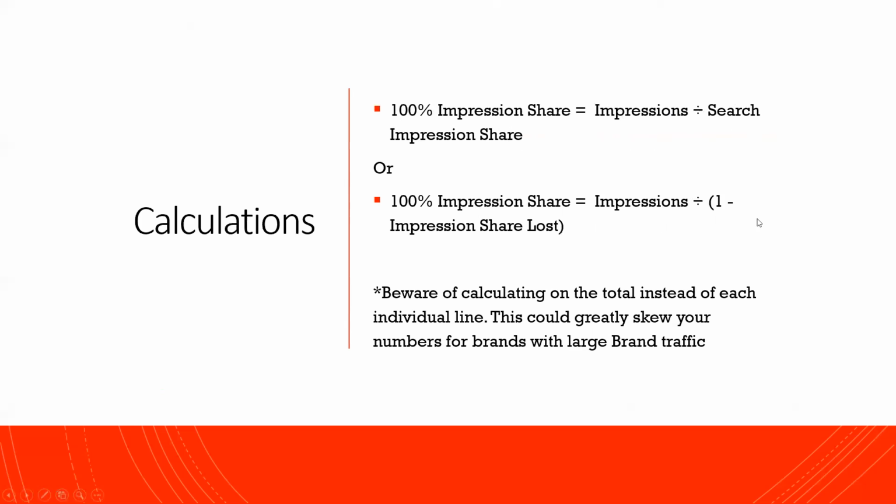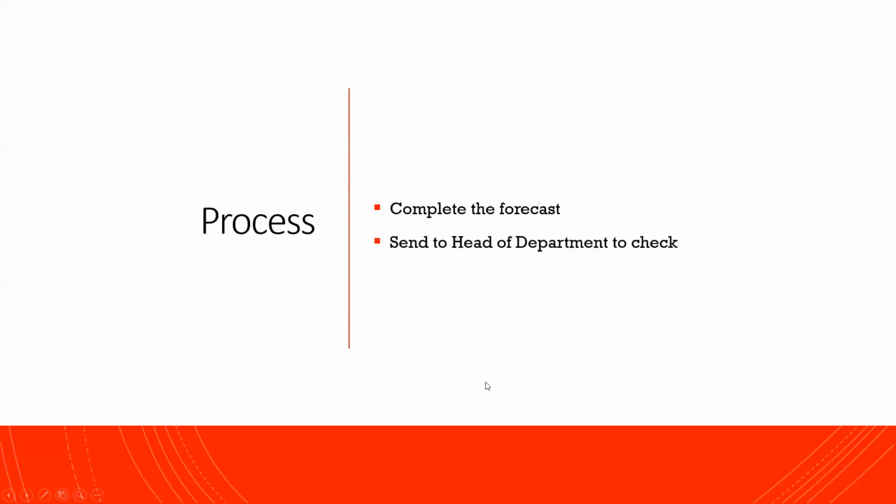And then if you're working with lost impression share due to budget, say you had lost 20% of impression share due to budget, you would take your impressions divided by 1 minus 20%, which is 0.8, and that would give you your 100% impression share. And again, you don't want to take your average of your total. You want to look at each line one by one. So I'm going to show you what that looks like.